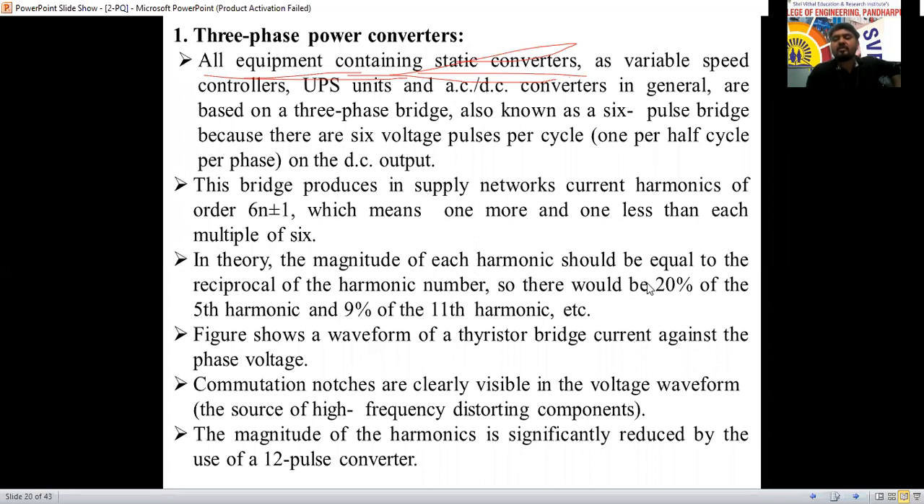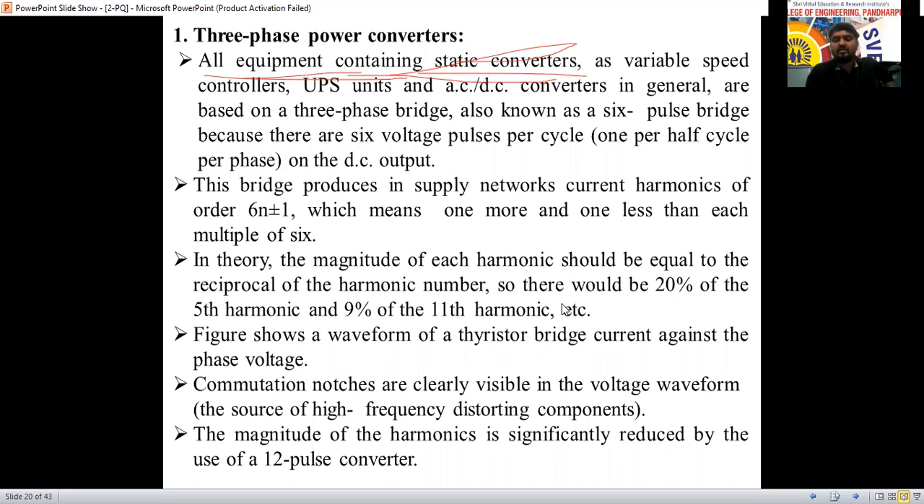So there would be 20% of the fifth harmonic, since 6 minus 1 is 5, and 6 into 2 minus 1 is 11, giving about 9% of the 11th harmonic. This is just in theory that we are considering.